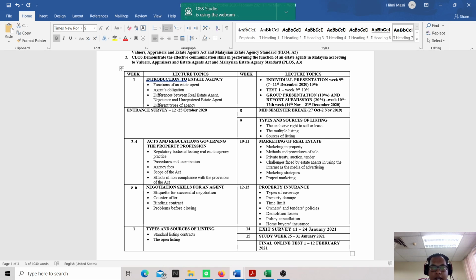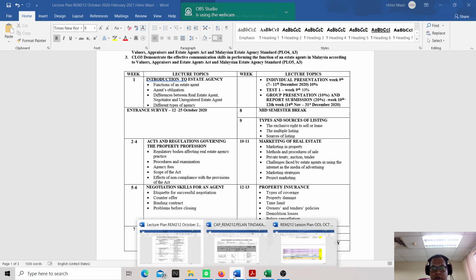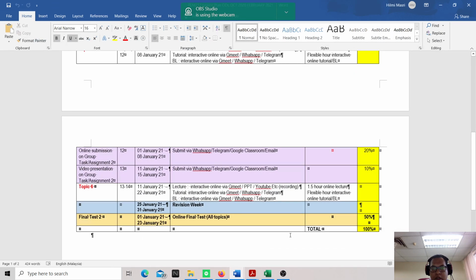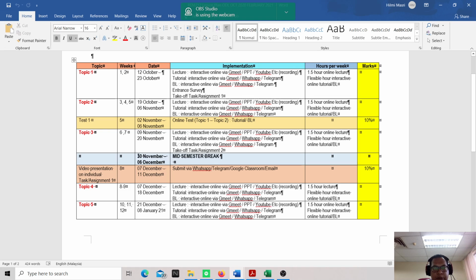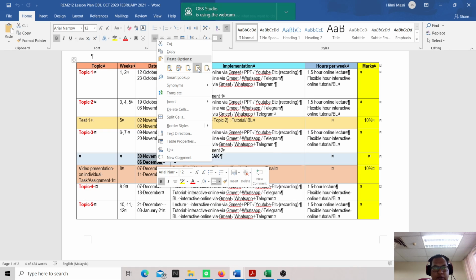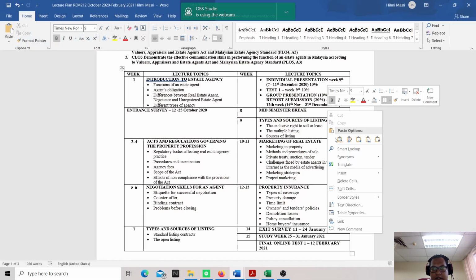Okay, for week 8, you will have your mid-semester break from 27th of October until 2nd of November. The mid-semester break will be on the 30th of November until 6th of November.